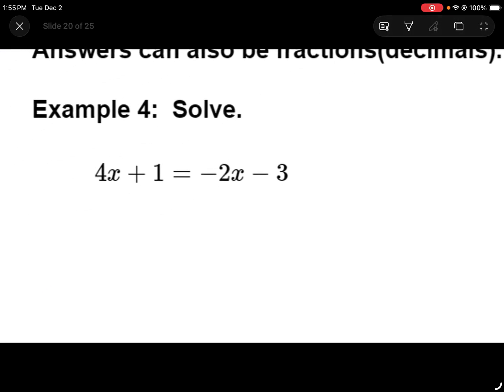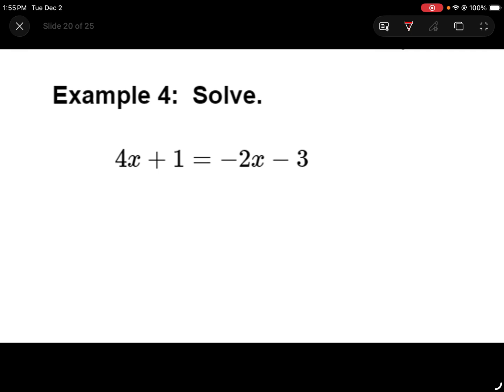So 4x plus 1 equals negative 2x minus 3. Okay, which one weighs less, 4x or negative 2x? Hopefully you agree negative 2 is a smaller number than 4, or further to the left of the number line than 4, right? So I'm going to subtract negative 2x. But again, if I subtract a negative, I'm technically adding. So I add 2x to both sides.